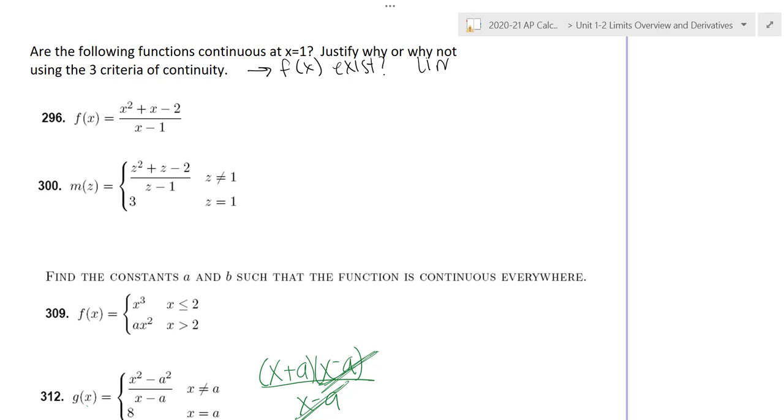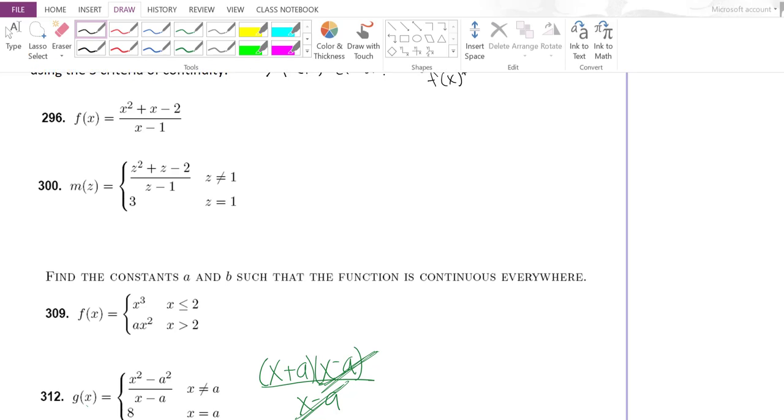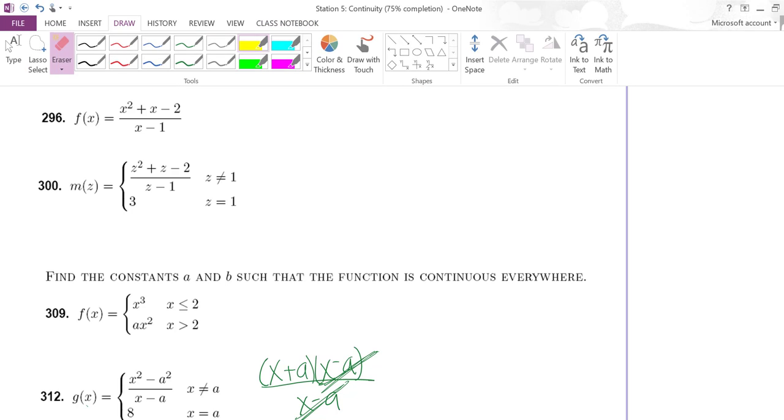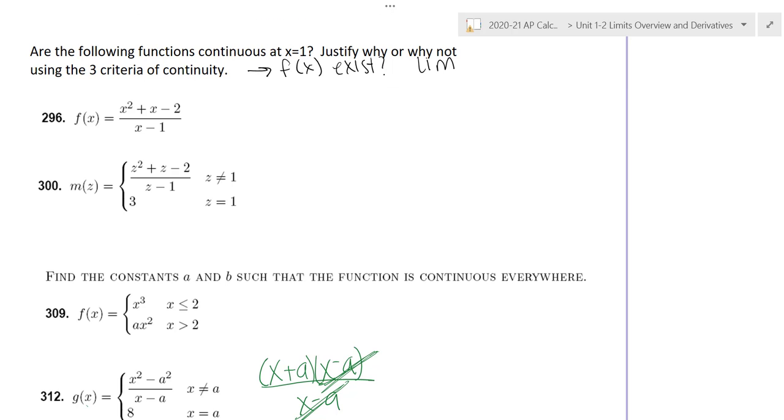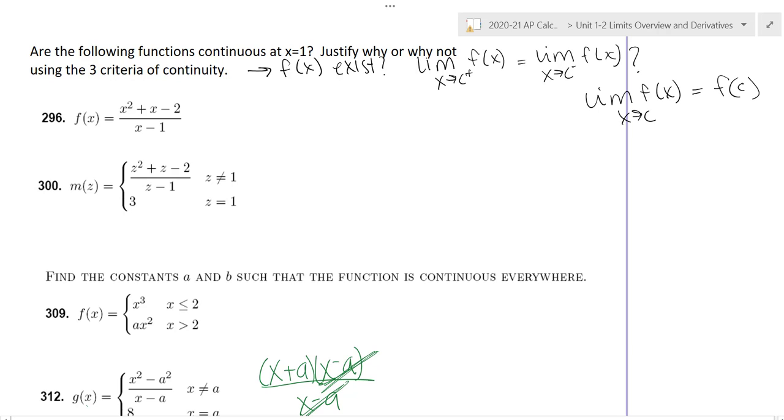The other one is the limit of f of x from the right-hand limit and the left-hand limit are equivalent. And then the third criteria is, does the limit of f of x as x approaches whatever value equal what I get when I plug that value in? So when I actually plug that value in, does the limit equal the same thing as the number? So really we're asking ourselves, is there a removable or point discontinuity happening here? Or infinite? If not, then we are good to go.